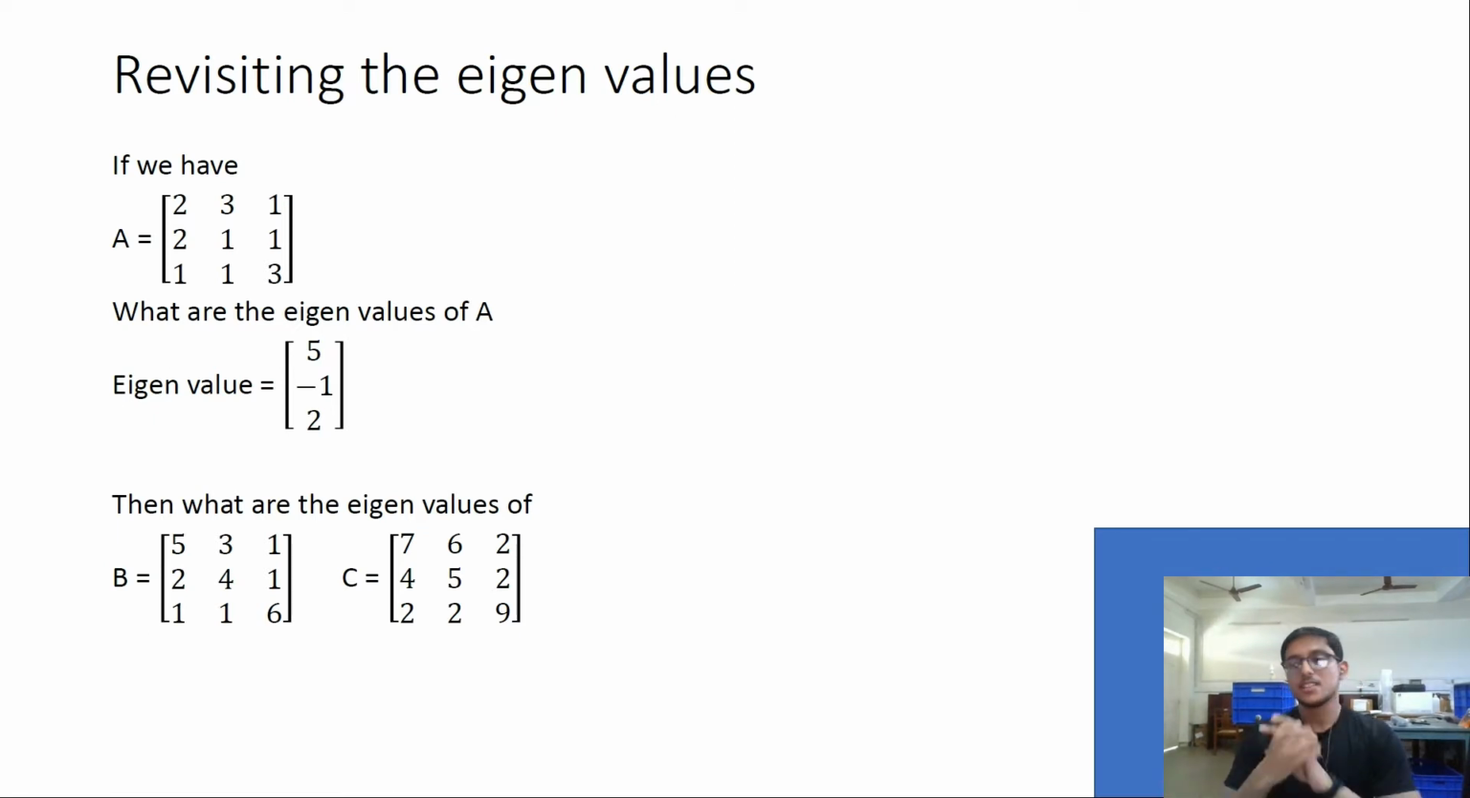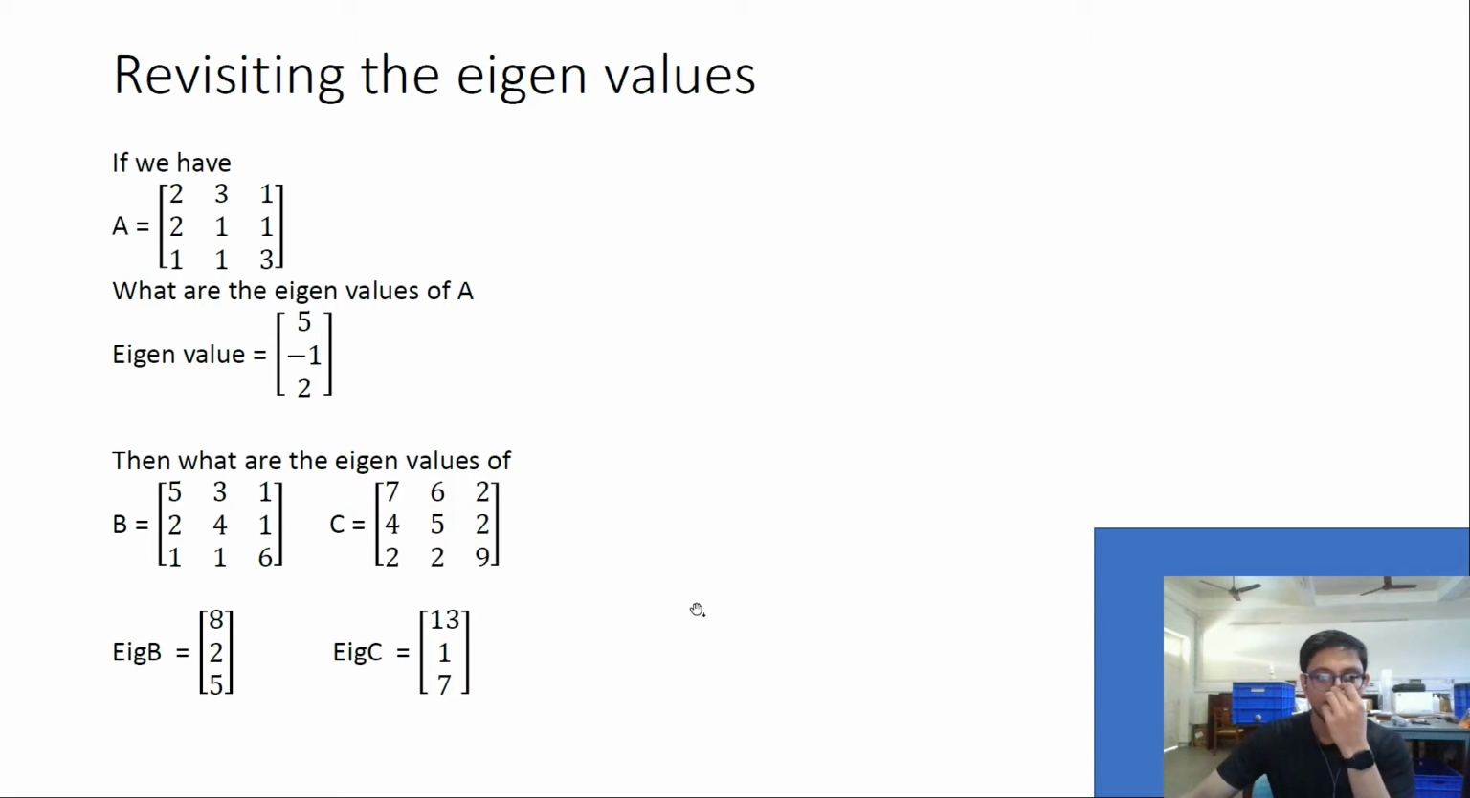Absolutely correct. So once you have identified this, then it is just a matter of doing the same thing to the eigenvalues to get the eigenvalues of the new matrices B and C. So for B, what we did was we added 3 to the diagonal elements. Then the eigenvalues will be the eigenvalues of A plus 3. So 5 plus 3 is 8, then minus 1 plus 3 is 2, and 2 plus 3 is 5.